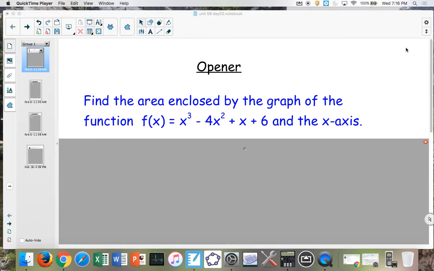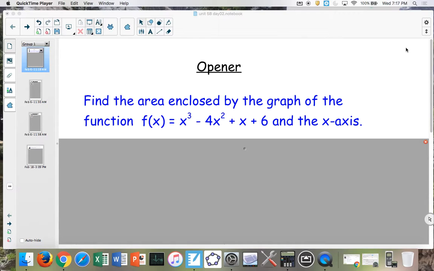Okay, today we're going to talk more about area enclosed between two graphs, or a graph and the x-axis or the y-axis, and using integrals to help us get our solution. So the first problem, let's find the area enclosed by the graph of this function f of x and the x-axis.